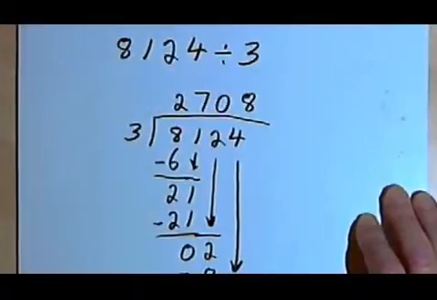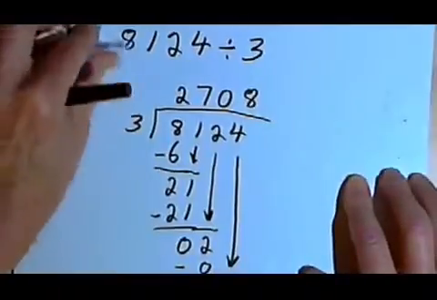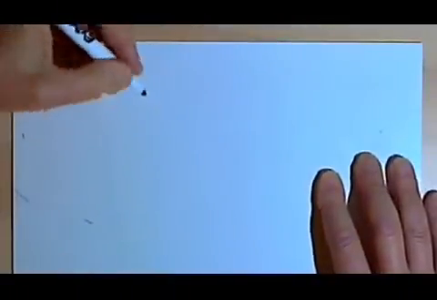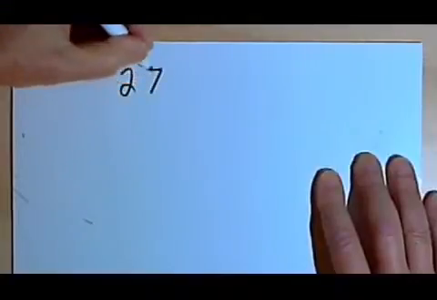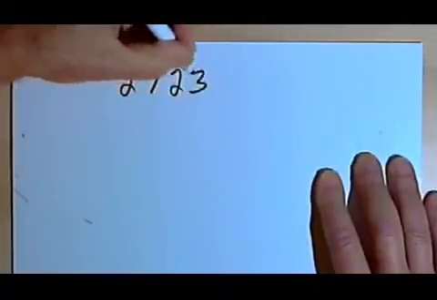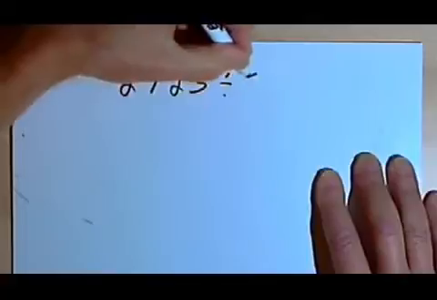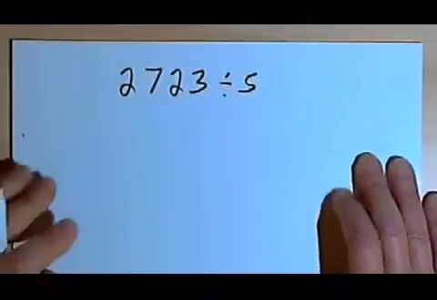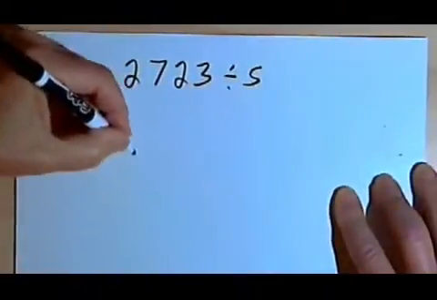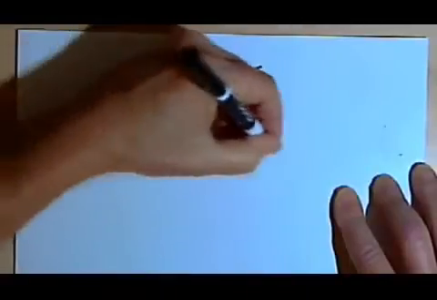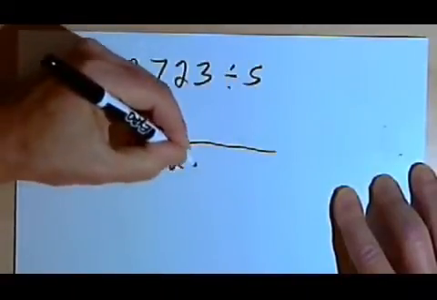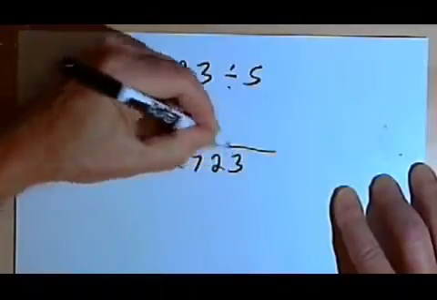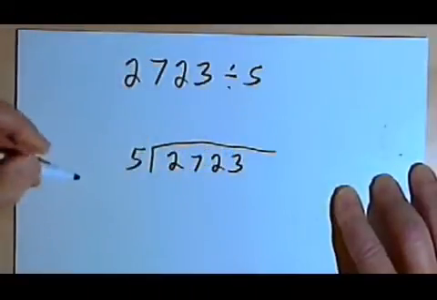And I want to do one more problem. Let's see if I can get a problem where we end up with a remainder. Okay, so let's try 2,723 divided by 5. Okay, so I'll set that up. Got that box, 2,723. 5 is my divisor.